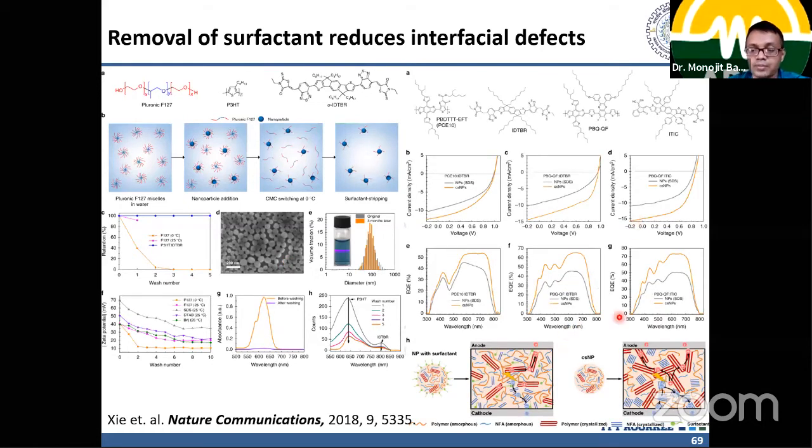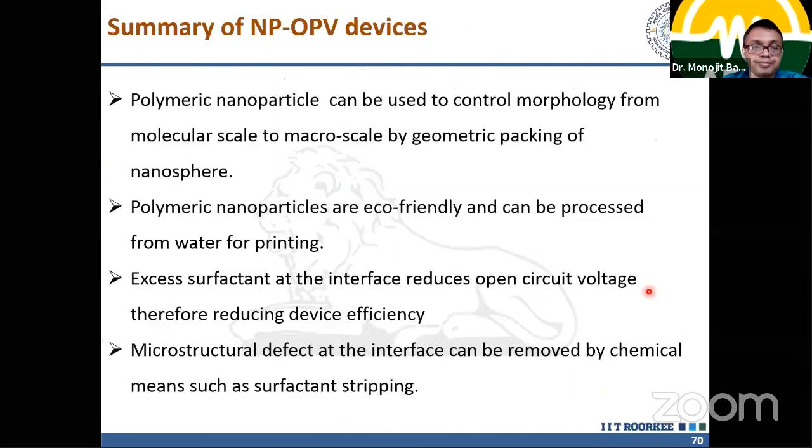And for all these polymeric materials, they have achieved significant results, reporting devices with more than 7.5% efficiency. You can see this is the conventional polymer nanoparticle device without surfactant stripping, and this is the nanoparticles with surfactant stripping. You can see they're much better packed. And this is a schematic to show that you don't have too much surfactant, you have much better charge transport, and you get much higher efficiency in all these cases.